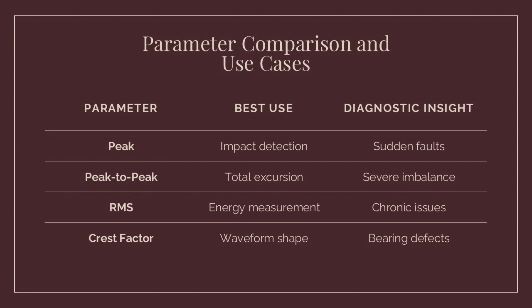For example, a machine with high RMS and normal peak may have chronic imbalance, while high peak and crest factor suggest transient impacts. Applications span industries such as manufacturing, power generation, and transportation, where vibration analysis prevents failures and optimizes maintenance schedules. Understanding how to apply these parameters in real-world scenarios is key to effective predictive maintenance.